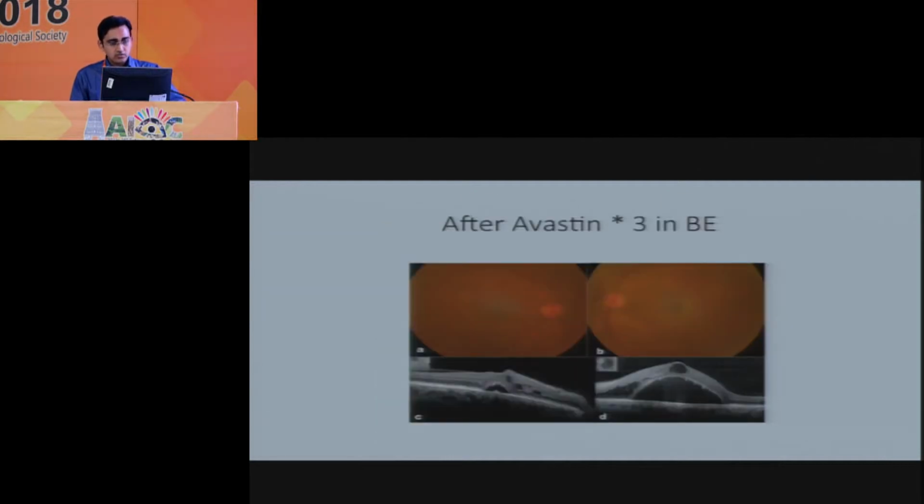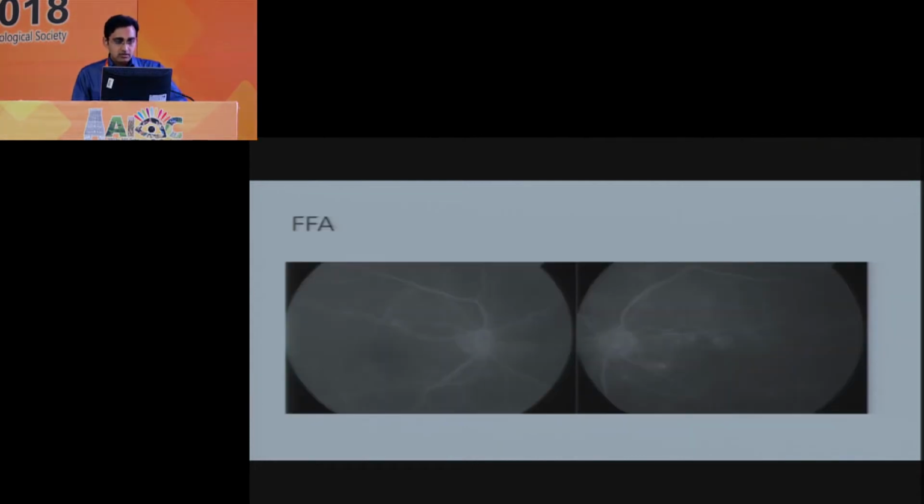This is the fundus image and the OCT after 3 Avastins showing similar picture. FFA, which was done at 6 months after presentation, did not show any significant leak at macula which can account for the amount of subretinal fluid.